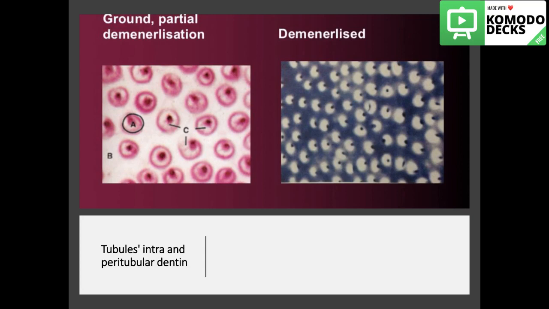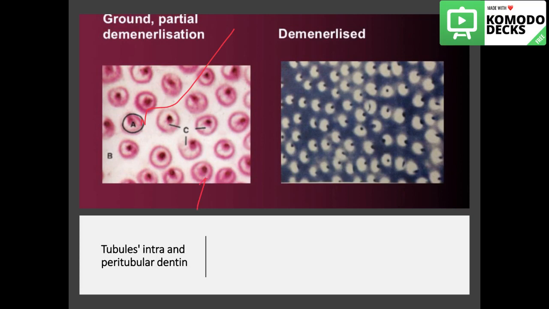The dentin has two types: the one that is inside the tubules, and the one that is between the tubules. The one inside the tubules is 10% more highly mineralized than the one between the tubules. The one inside the tubules is called the intratubular dentin or the peritubular dentin, and it can be seen only in partially demineralized or ground sections, as you can see here.